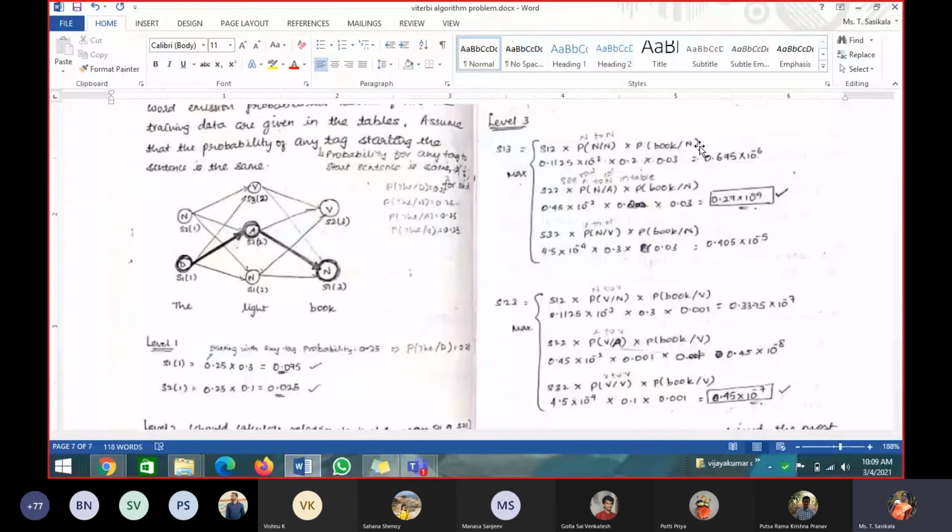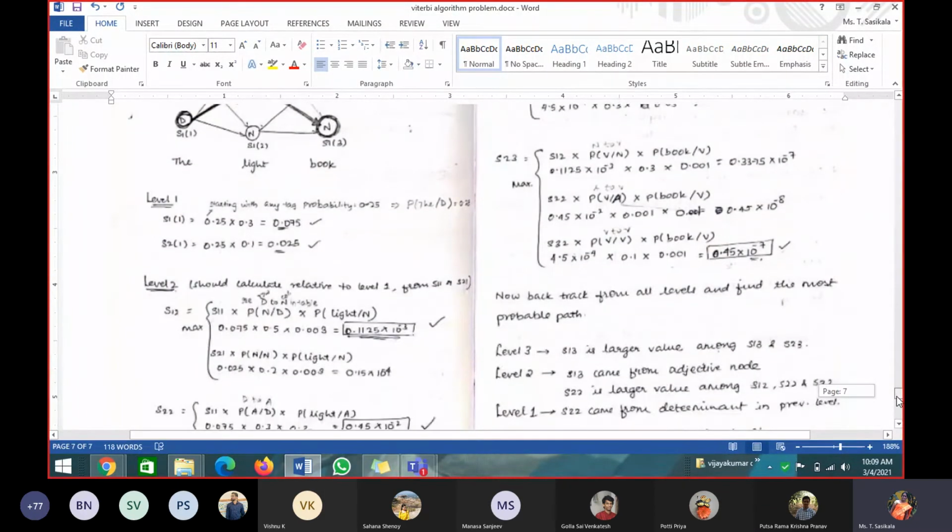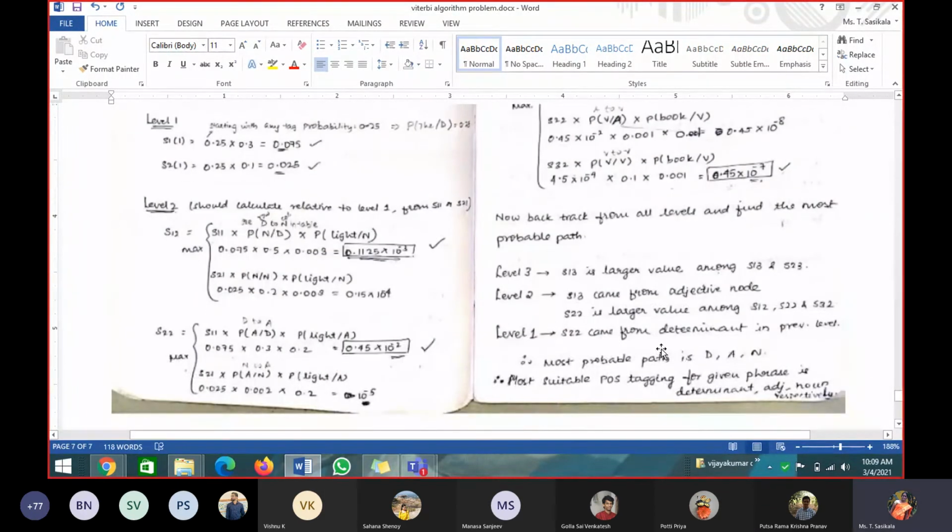Step by step you cannot do it. I make you understand. What will you think? The tag is already identified, so why do we want to check the other levels? You should not go only with that. You have to take all the levels, solve it and find out which is the maximum. At the end only we have to see. In that example also they would have done it at the last only. You have to backtrack. Every level we cannot do. After finishing all the levels, backtrack from all the levels and find the most probable path.